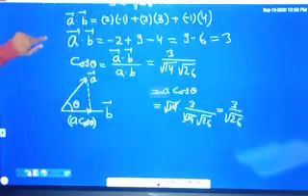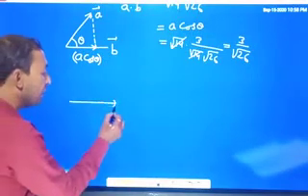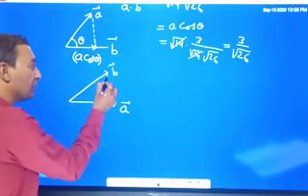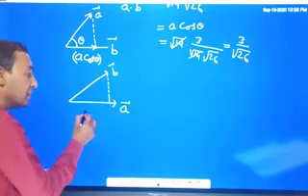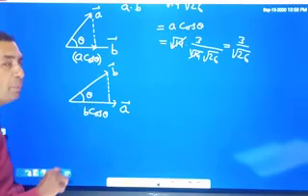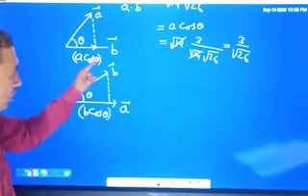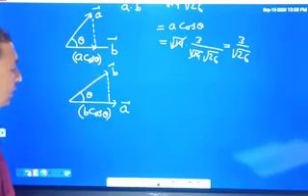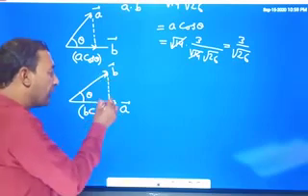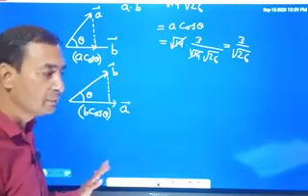Like that we can also find the projection of b on a. We take a and this is b. Then the projection of b on a is b, and the angle between b and a is theta. So the projection of b on a is b cos theta. If you are finding the projection of b on a, then it is b cos theta. Then we can also find b cos theta easily. This is the first question.